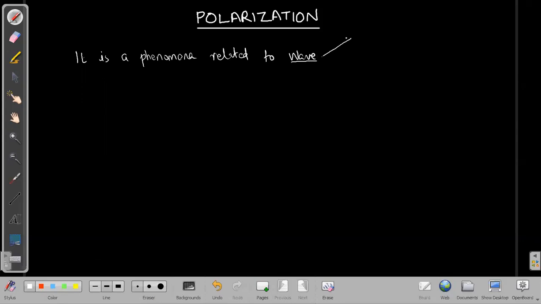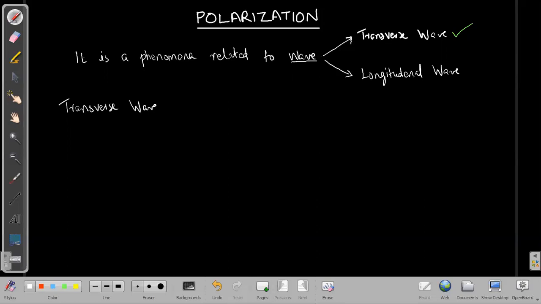So the wave we can classify into two categories depending upon the way of vibration and the way of oscillation in the wave. One type is called transverse wave, and the other type is called longitudinal wave. However, the phenomena of polarization is applicable only for transverse wave. So what is a transverse wave? Transverse waves are the waves in which the oscillation of the particle is perpendicular to the direction of propagation.